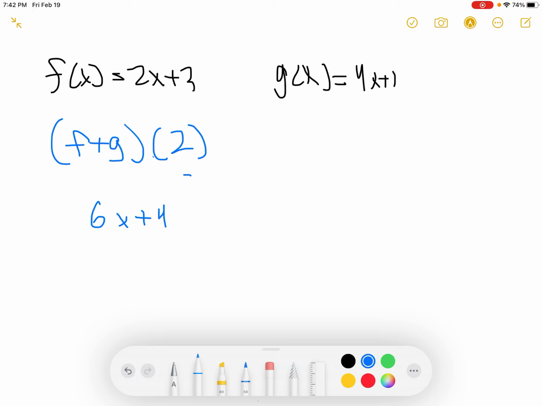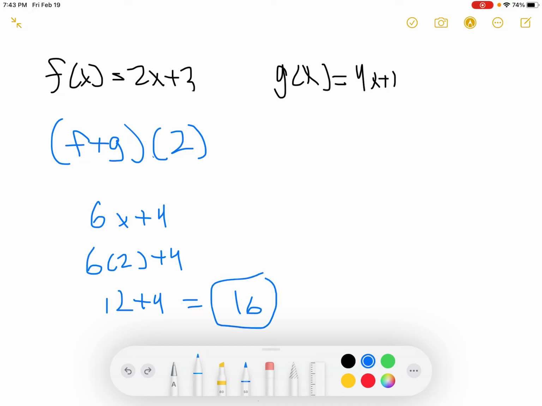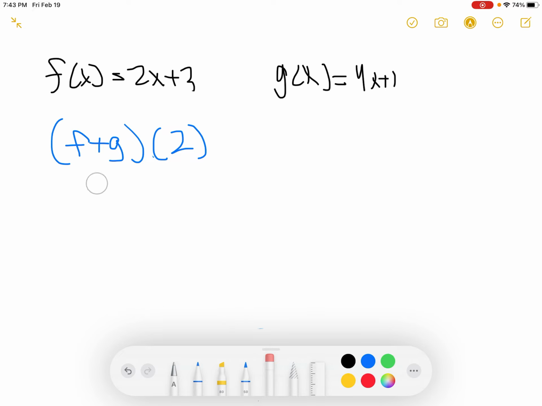Now, what the 2 means is that you plug that into x. So 2 is plugged in, and then we get 12 plus 4, which is 16. So f plus g of 2 equals 16. So there you go. That's what that means. So that's what you do whenever there is a question like that. You just do what we did earlier in the video, and then you have to substitute in that number for x.